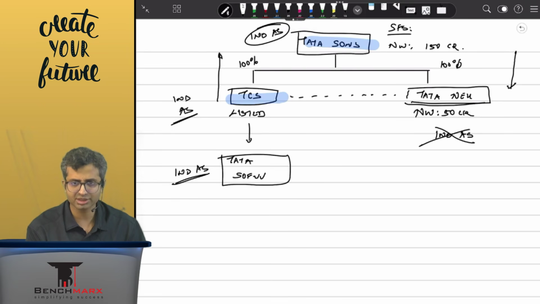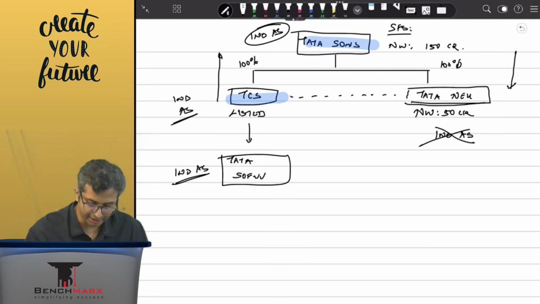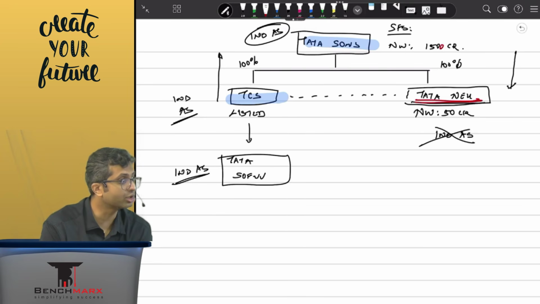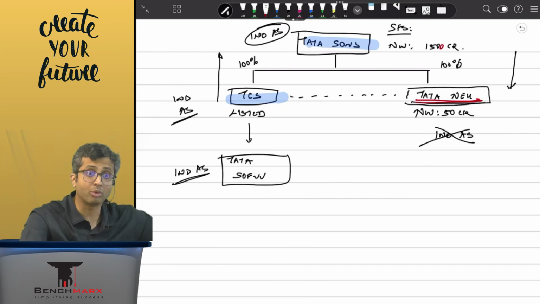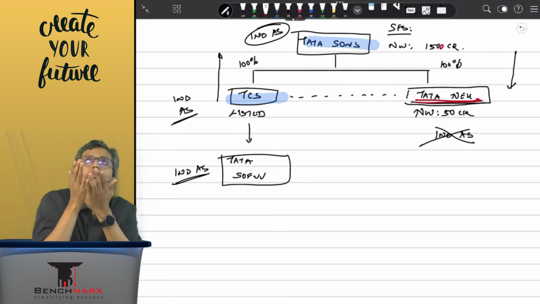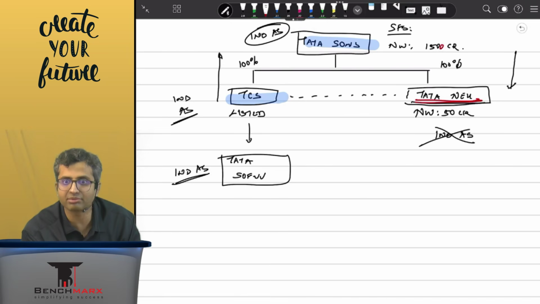Are we clear with this? If I change the situation a little, let's say the net worth here, instead of 150, I make it 1500. Will the parent still have to follow Ind AS? Yes. Now will Tata New have to follow Ind AS? Yes, because the parent is following Ind AS under its own applicability, not under derived applicability. Do you understand?